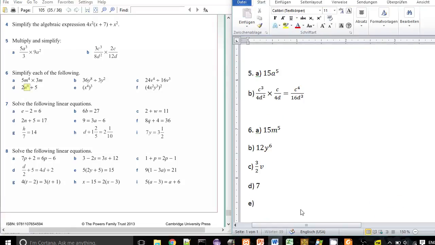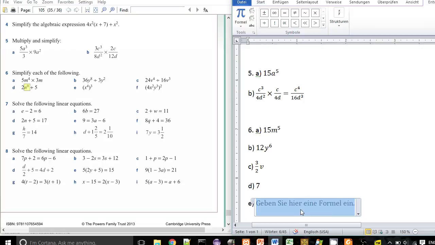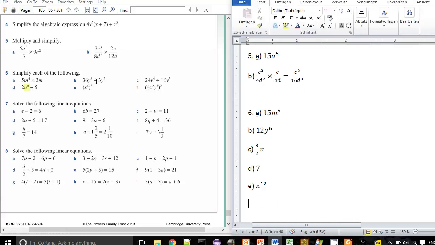Okay, e. X to the 4 to the power of 3 is x to the 4 times x to the 4 times x to the 4. You just add the powers, 4 plus 4 plus 4, so x to the power of 12. When it's in brackets like that, power of a power, the powers times.